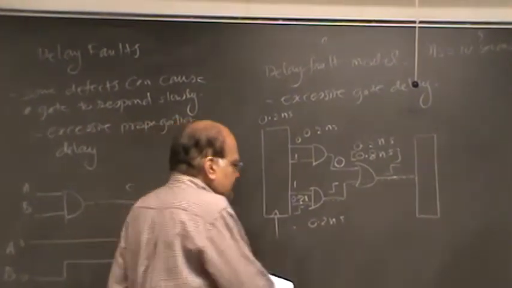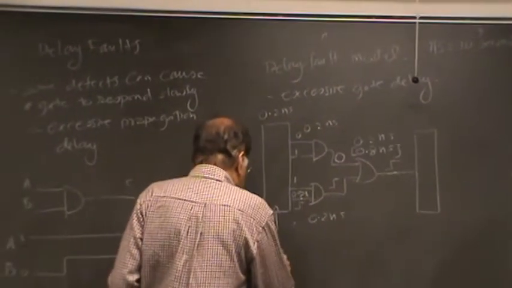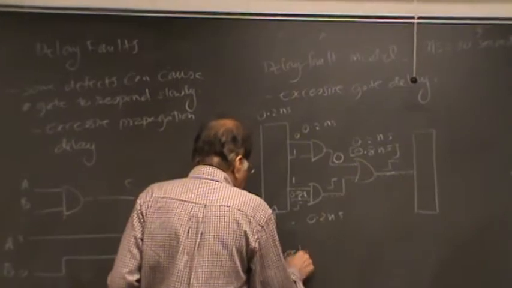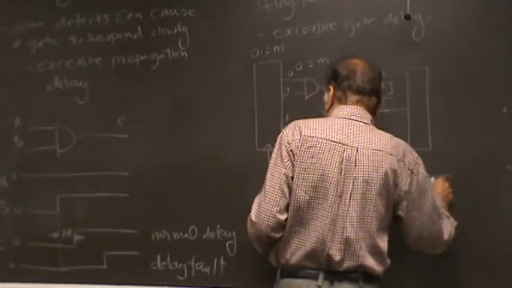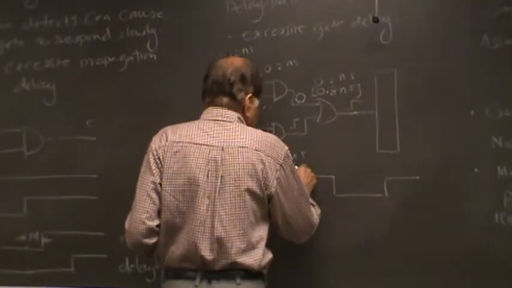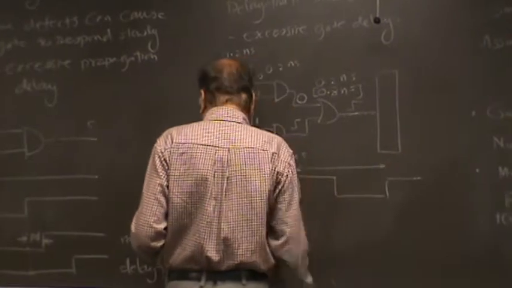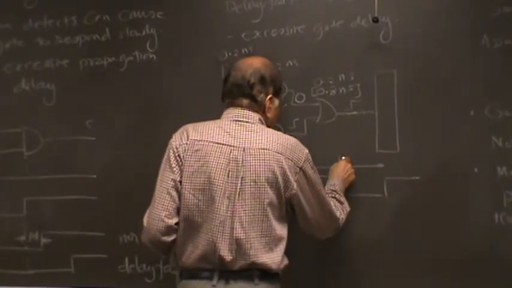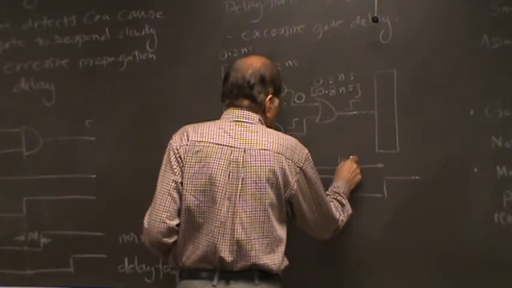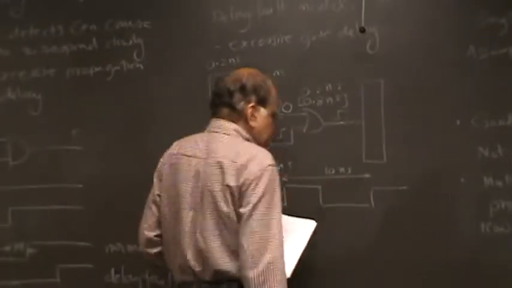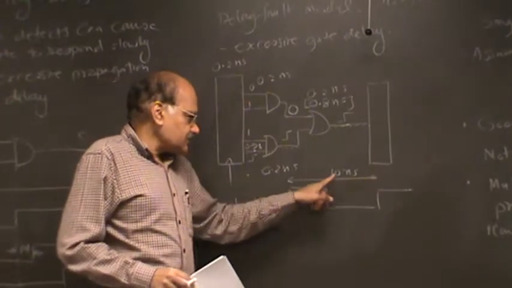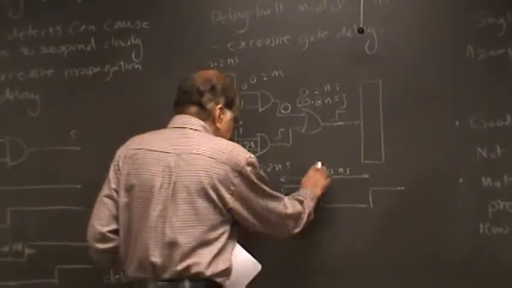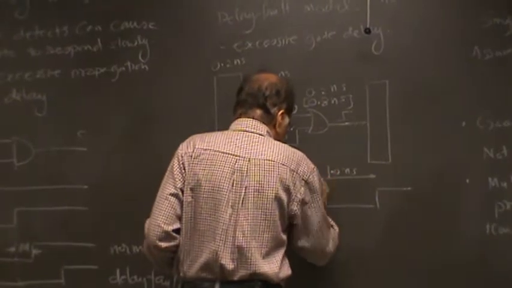Now let me have a time diagram here. So let me have the clock here. And let us assume that this is a clock with 1.0 nanoseconds clock period. Between rising edge to rising edge is 1.0. There's a period there.